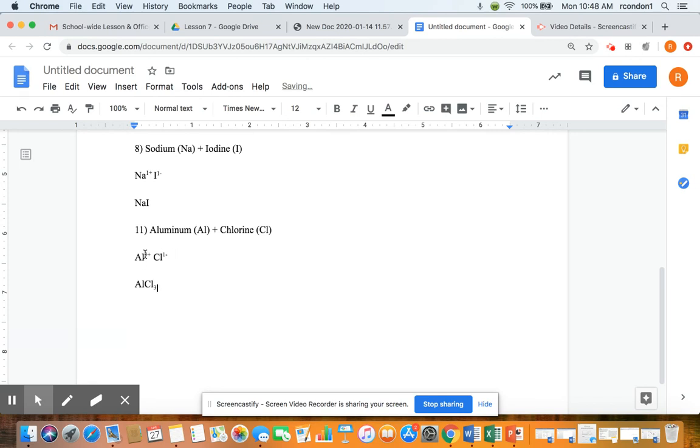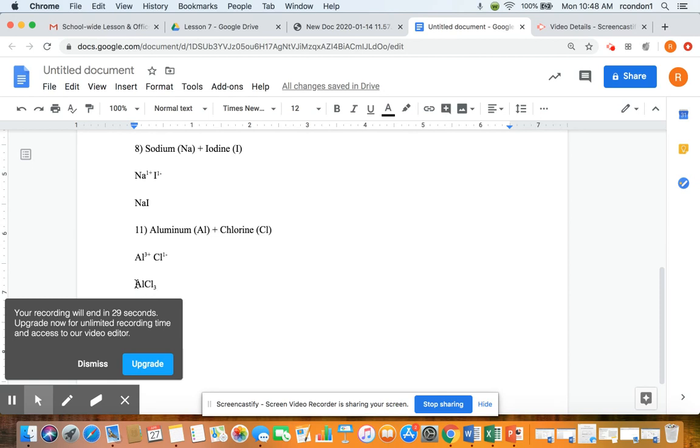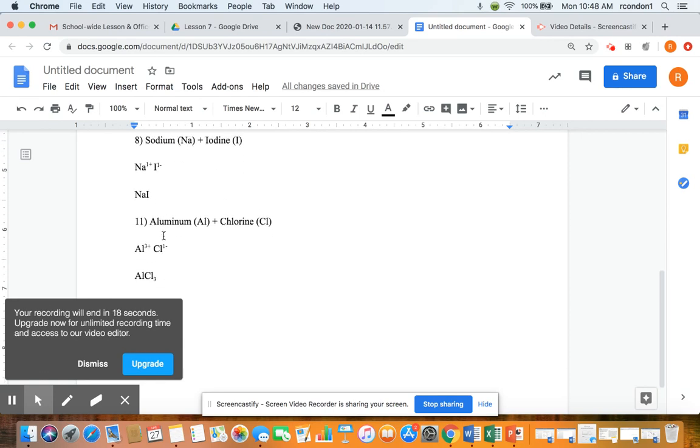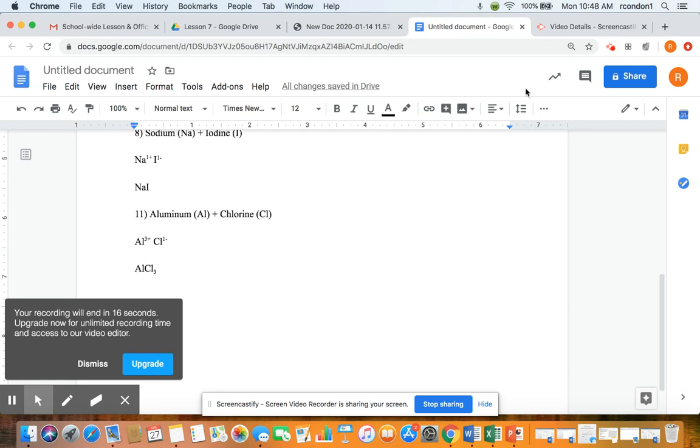See how we're doing the crisscross? The 3 comes down here behind Cl, and then the 1, we don't write 1 in an ionic compound chemical formula. So AlCl3. And then that 3 means that you have 3 negative charges from the 3 chlorines, balancing out the 3 positive charges from that 1 aluminum atom. So that's how you use the crisscross method. So give that a try for each of the problems and email me if you have any questions.